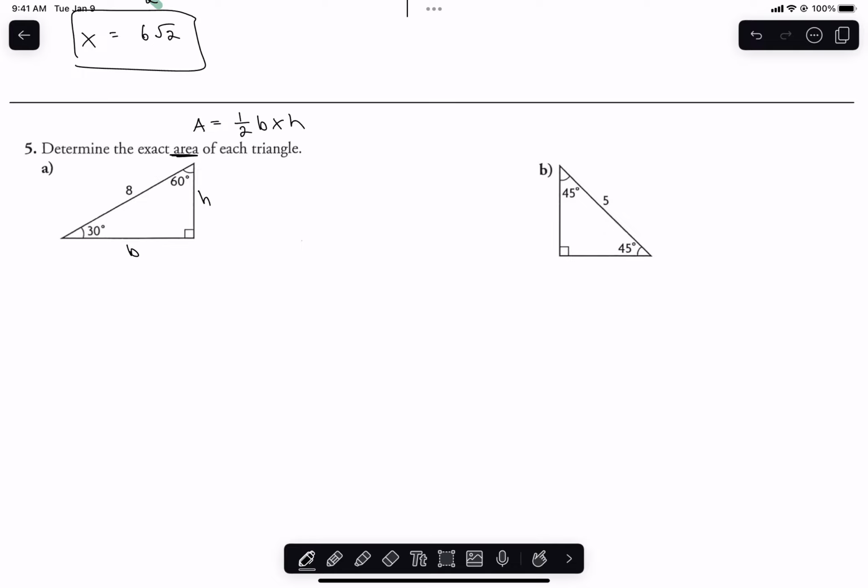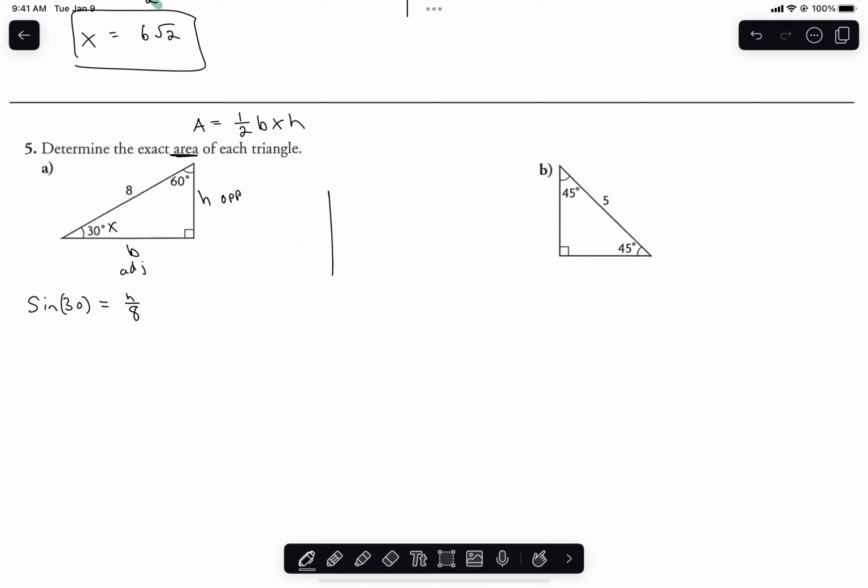Okay, so what we're going to solve for here is H and B so that I can solve for the area of the triangle. Okay, so we use the exact same skills from last time, or number 4. So this is going to be opposite and this is going to be adjacent with respect to 30 degrees. Okay, and so what I'm going to do is write out the sine of 30 degrees is going to equal h over 8 with respect to the triangle.